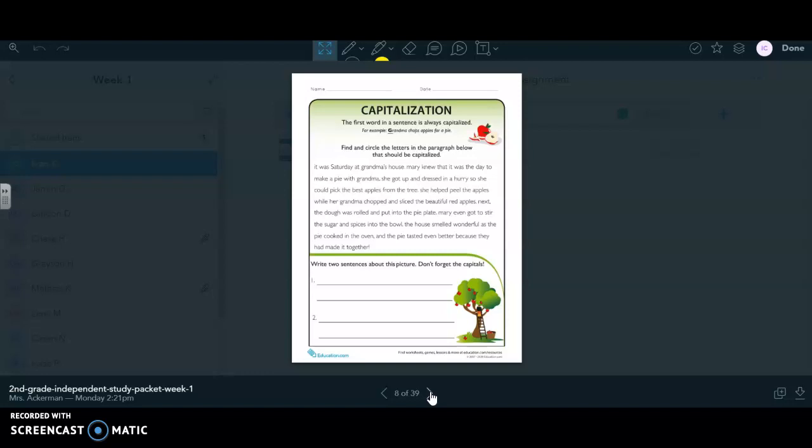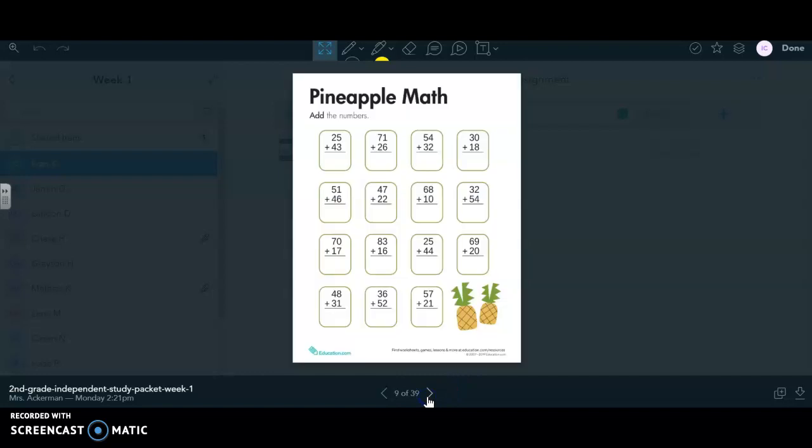This next page, you're going to read this sentence and write 2 sentences below about the picture that you see with the girl getting the apples in the tree. Don't forget capitals. That is very, very important since it's all about capital letters. You're going to find and circle the letters in the paragraph below that should be capitalized. So I'm sorry, I forgot to tell you. Find and correct the capitals right here. Pineapple math, you are doing just 2-digit addition. This is review for you.